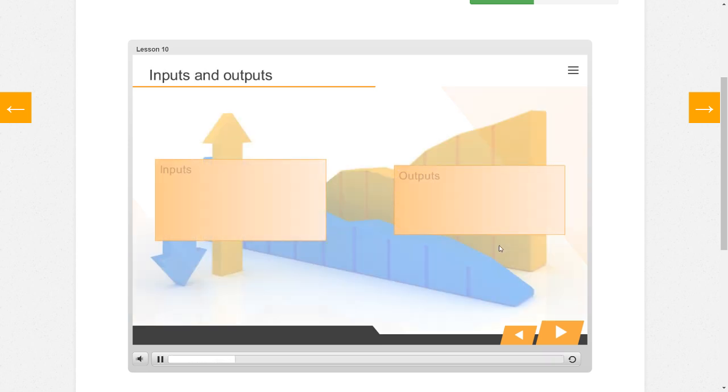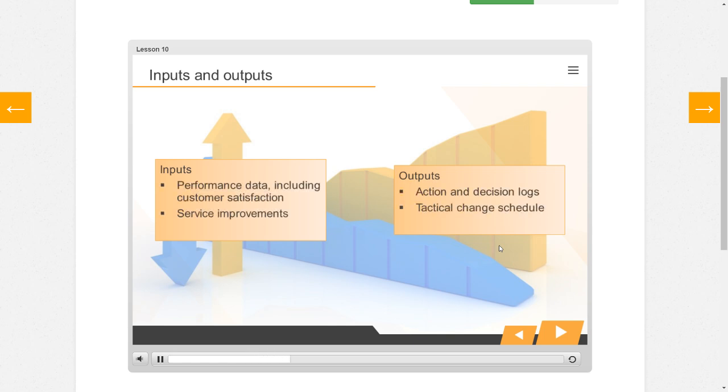You can see some examples of inputs and outputs to this board here. It's important to create a culture where service providers feel comfortable sharing information and ideas in front of each other, and don't try to withhold information.